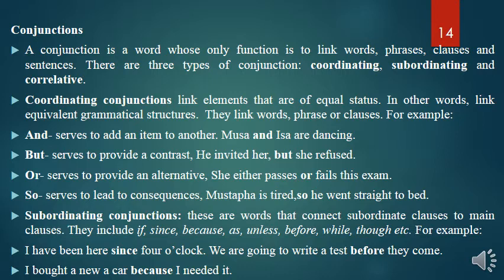Subordinating conjunctions are words that connect subordinate clauses to main clauses. They include if, since, because, and so on. For instance, I have been here since 4 o'clock.